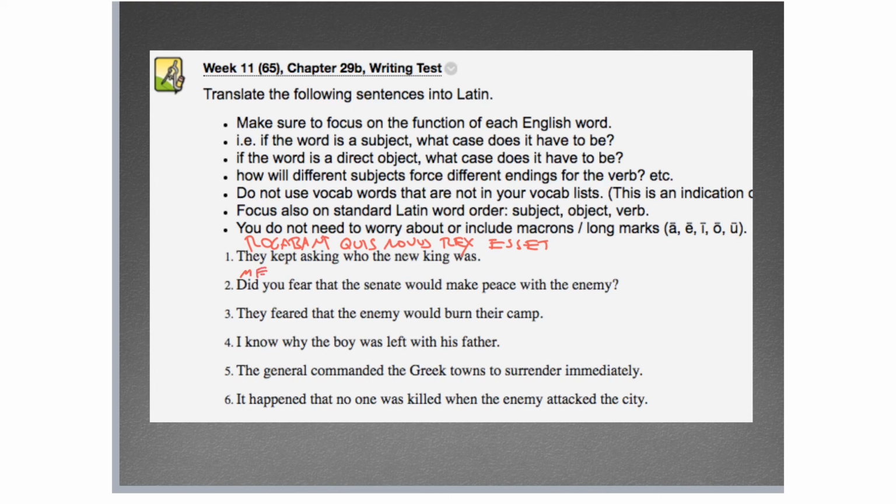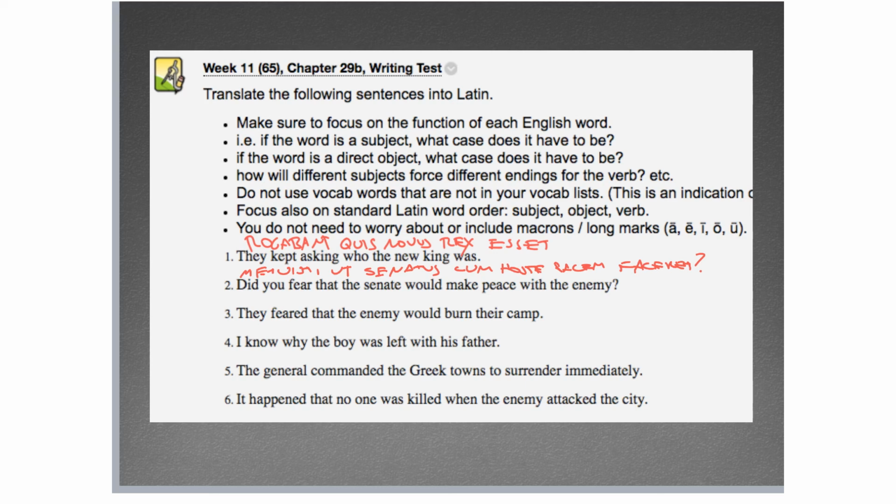Did you fear, metuisti, that the Senate would make peace? So senatus cum hoste pacem faceret. All right, and I suppose metuisti ne. All right, so that's our fearing clause.